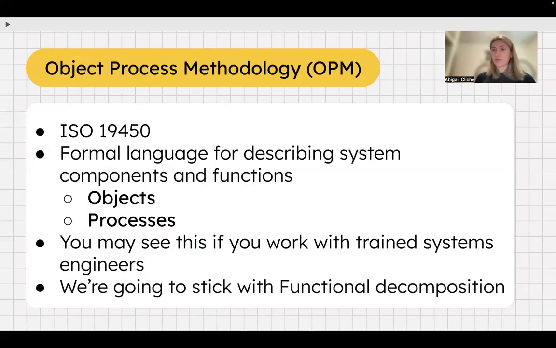An alternative to functional decomposition is object process methodology called OPM. This is actually an ISO standard. It's so widely used in systems engineering that it got its own standard. And it's a very formal design language for describing system components and functions. And everything in OPM is either an object or a process. And this isn't something we're going to use in this course. It's a bit heavy for individual projects and less formal projects, but it's something to be aware of because you might see it if you happen to work with somebody who is a formally trained systems engineer. So it's just worth being aware of.